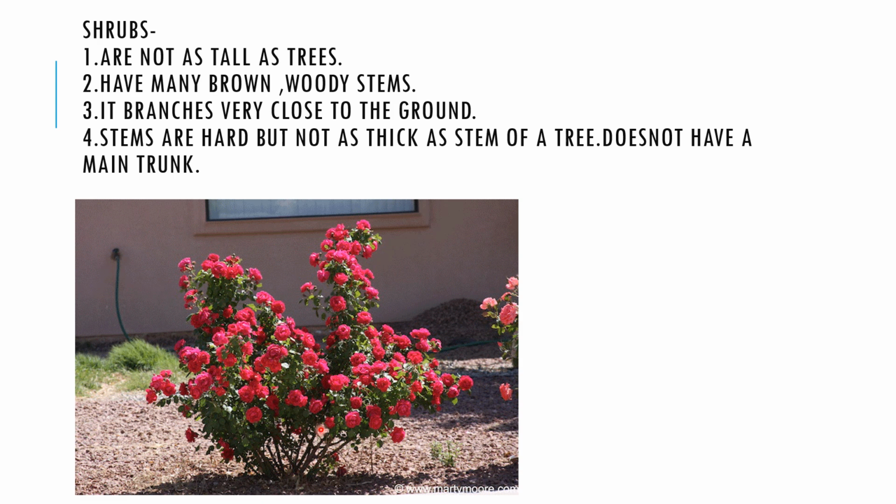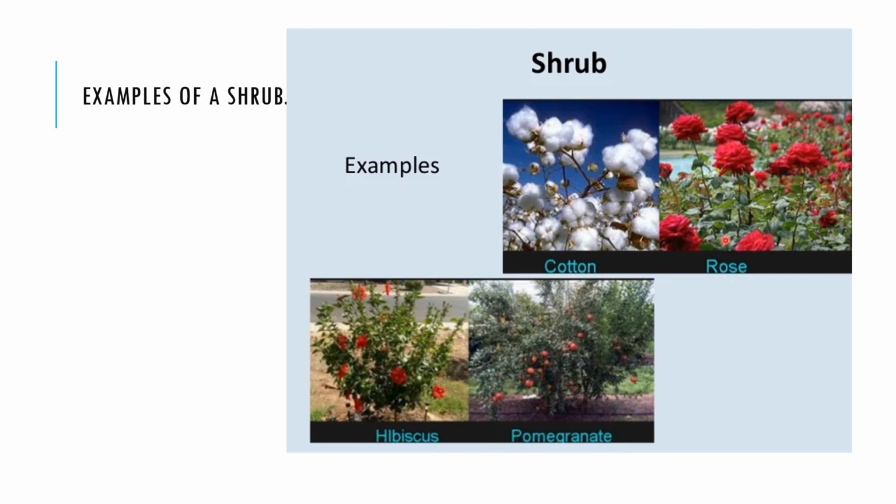The branches start very close to the ground. These are hard, but they are not as thick as the stem of a tree, and they do not have a main trunk. So this is an example of a shrub. What are the examples of a shrub? Rose, cotton plant, pomegranate and hibiscus. These 4 you should remember: cotton, rose, hibiscus and pomegranate.